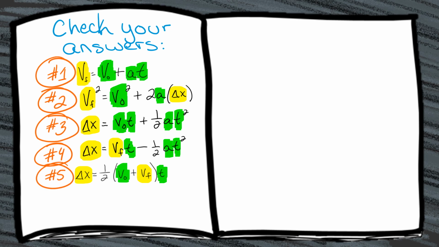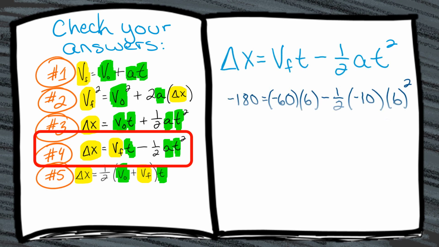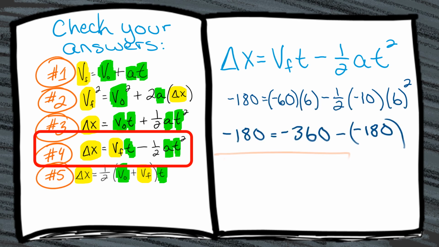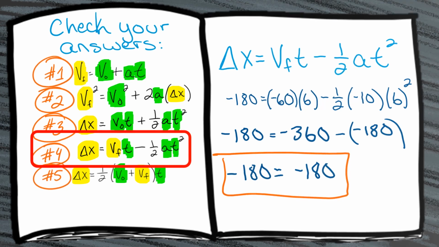Now to check our answers, we can select an equation that has both solved variables, then plug in those values and see if the equation is true. Which one do you want to use, Alex? Okay, so let's plug in our variables into equation number 4, in which displacement was negative 180 meters, and the final velocity was negative 60 meters per second, time was 6 seconds, and acceleration was negative 10 meters per second squared. That's right, Alex. After we simplify both sides, we end up with negative 180 meters equals negative 180 meters, meaning that both of our variables are valid for this scenario.